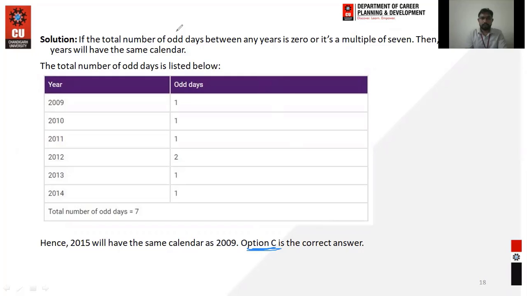Now one more question for you. 21st Jan 2009. You can pause your video over here and then solve it yourself. After solving it, again play the video to check whether our answers match or not.